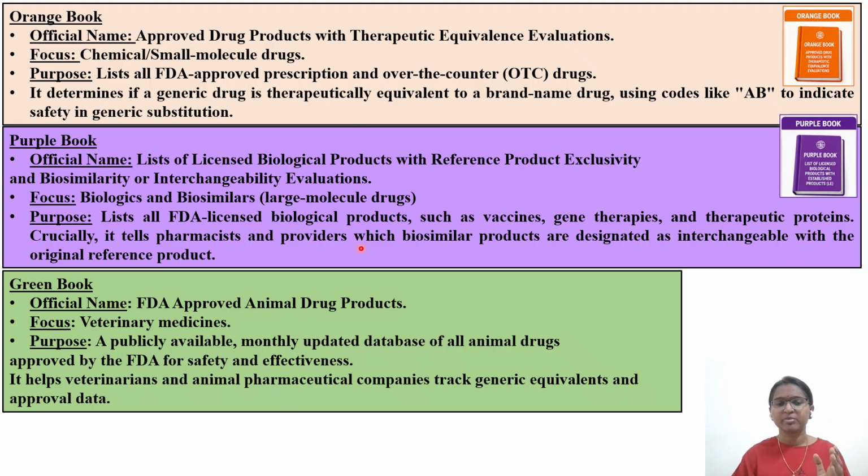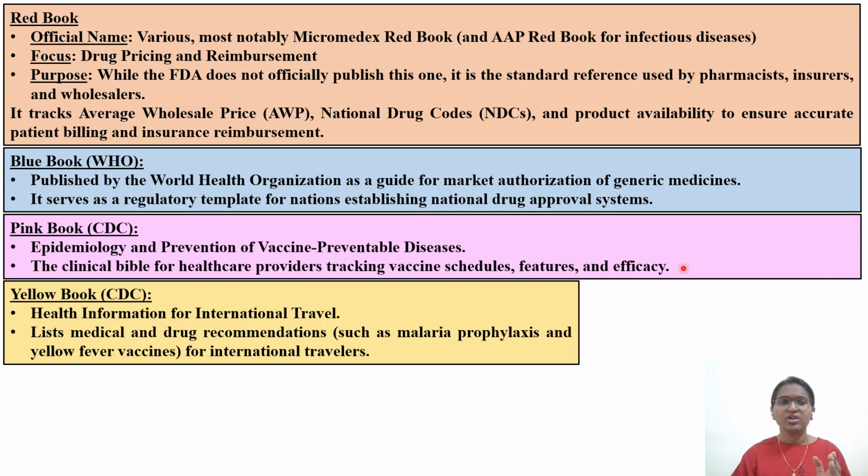We discussed orange, purple, as well as green. Quickly, we'll go through the Red Book. The Red Book is very important. It is given in the ABT brochure.